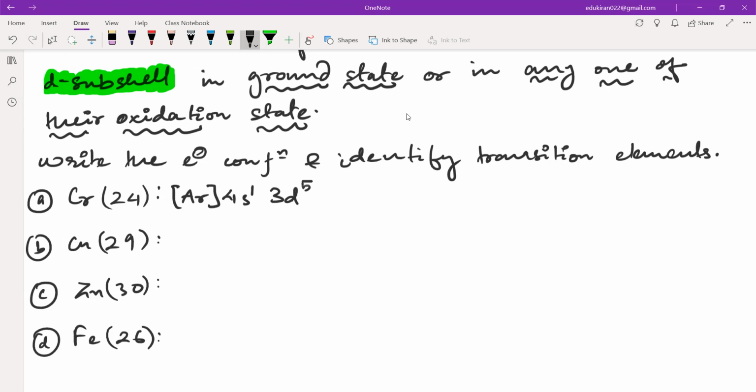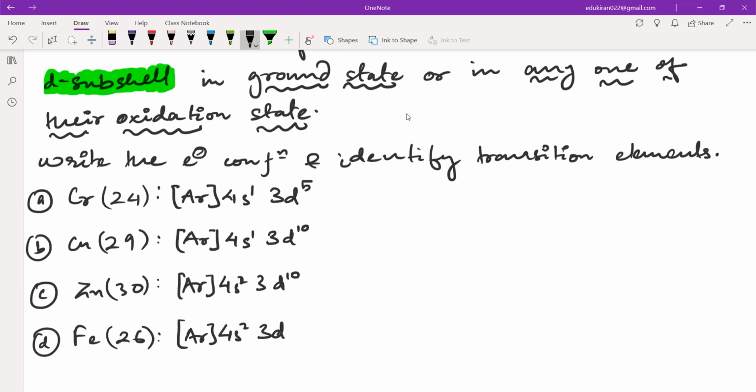Yes or no? Faisal, you remember? Sania, Amalya, all of you remember this? Yes, sir. Similarly, in copper also it will be argon 4s1 3d10. Correct? So copper and chromium are exceptions. Why? Because half-filled and fully filled D subshells are more stable. Now for zinc, it will be argon 4s2 3d10, and in iron it will be argon 4s2 3d6.